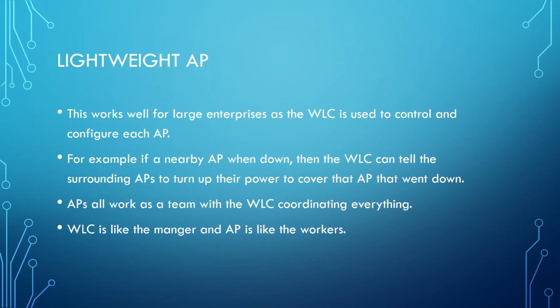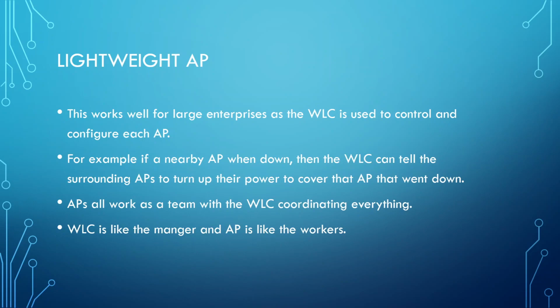Now, like I said before, this works very well for large enterprises, as the wireless LAN controller is used to control and configure each AP. Essentially, we can configure settings on the wireless LAN controller. It can then push those out to the access points. The wireless LAN controller has visibility over every single AP, and can notify a network engineer once an access point goes down. And if there are any black spots in RF signal, it can turn the power up on the neighboring access points to cover for that black spot.